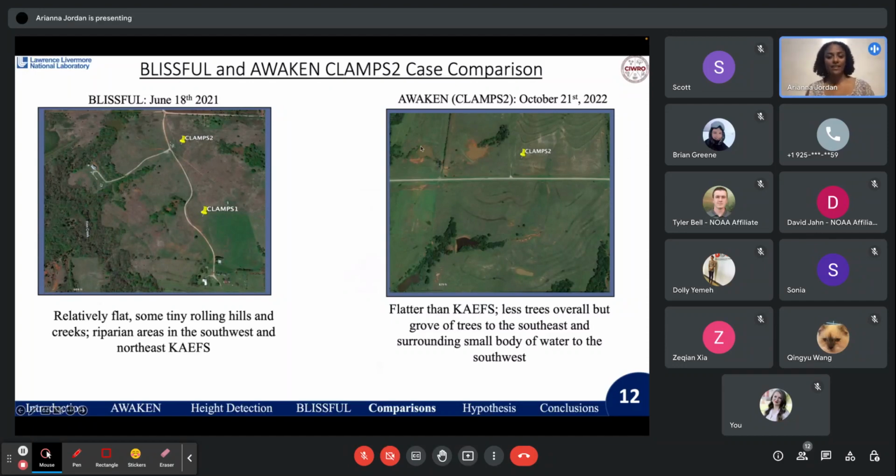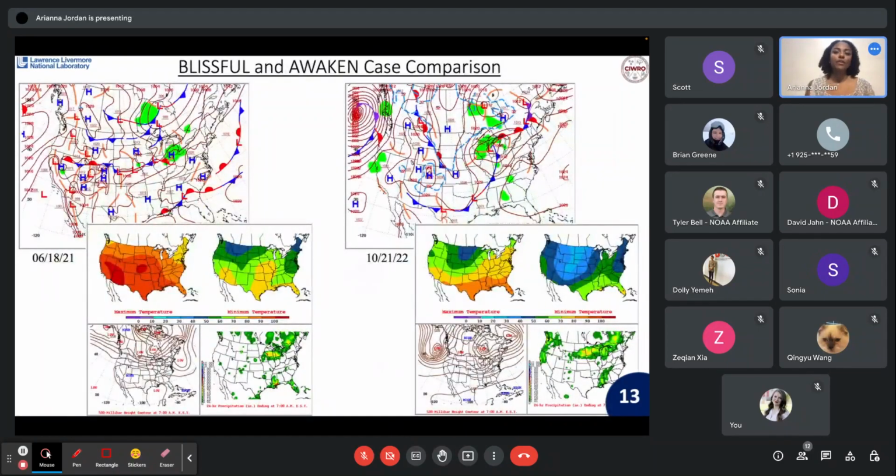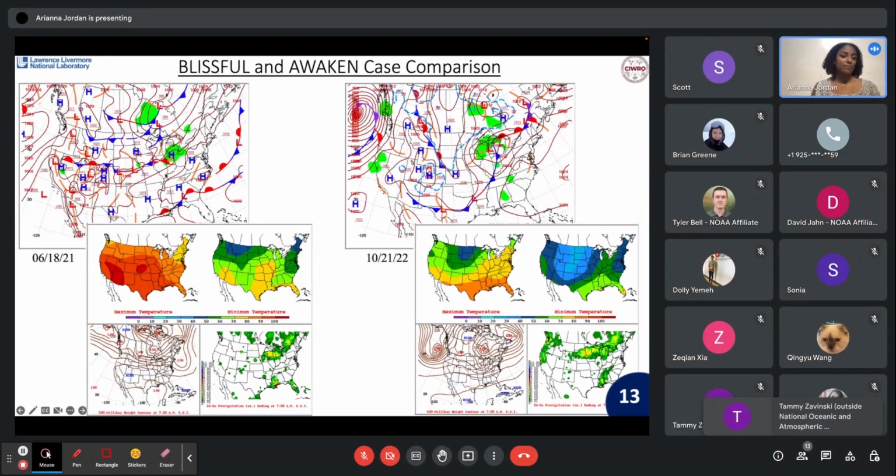For the AWAKEN site, it's very flat, not a lot of trees, except for tiny groves of trees around. So it's a lot more secluded. And both of these areas probably have more brown grass because it's a fall area. And so given that Blissful and AWAKEN are taking place at two different times of the year, it was kind of hard to find cases that were similar to compare. But that said, these are the synoptic properties of both those days, and both are under high pressure.